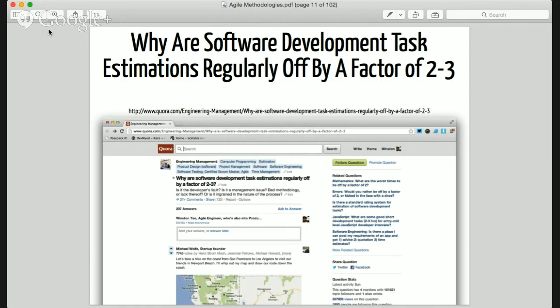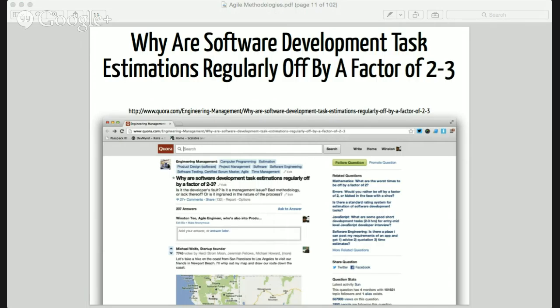Okay, so this is really fun, and I'm going to show you this link because I think it's a really good indication of why software development fails. Everyone knows Quora, the question answering site. We have a lot of people in NUS on Quora. Let's look at this particular post: why are software development task estimations regularly off by a factor of 2 to 3? Those cost overruns you hear about, software or construction projects not being delivered. Why is software so hard to understand?